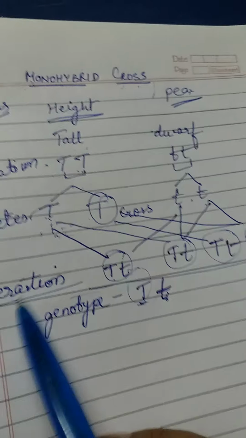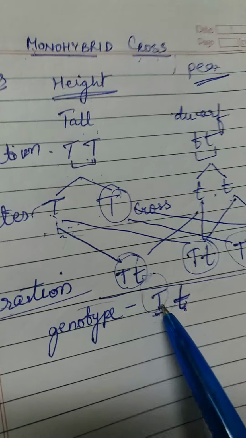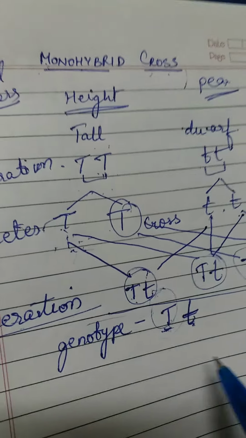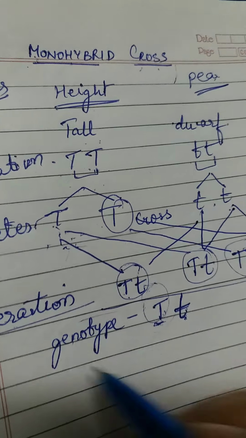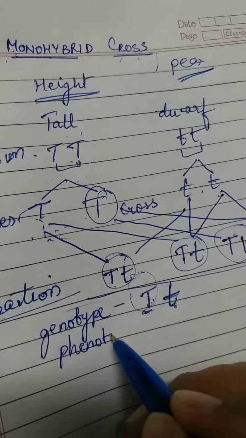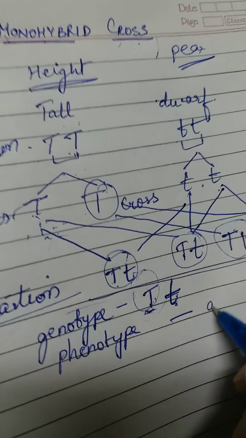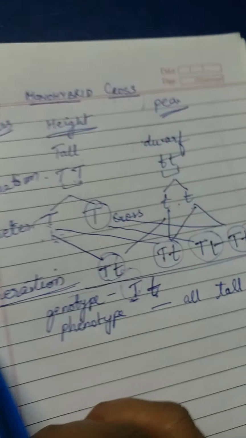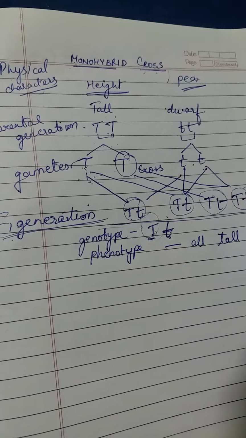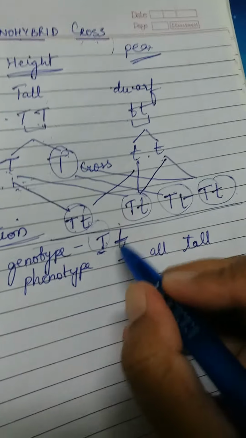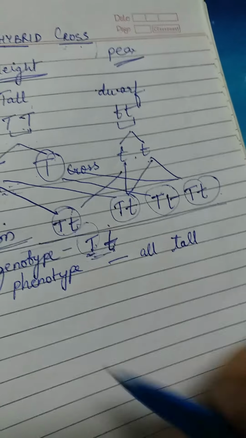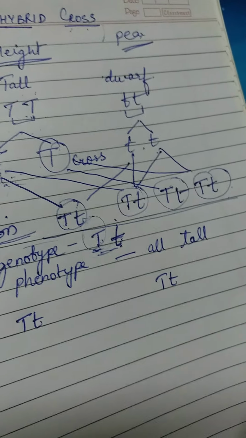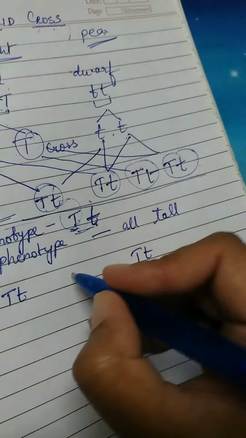So, if we say F1 generation, all of them are tall. You can see that a capital T arises in all these four. So, the genotype is capital T, small t, and the phenotype, we say, is all tall. All are tall plants. So in the F1 generation, we found that all of them are tall plants. Now let's move across. If we take them as the parents in the second generation, if we say these are the parents now, this is the parental generation.